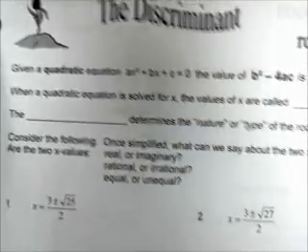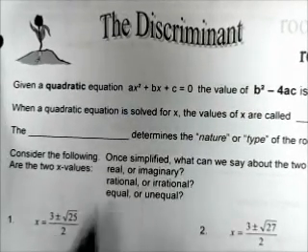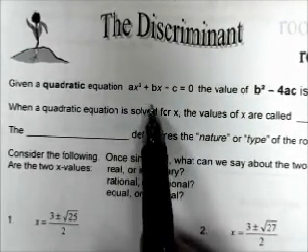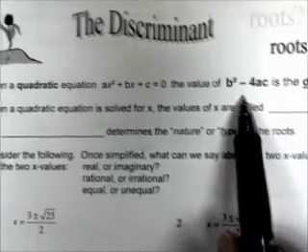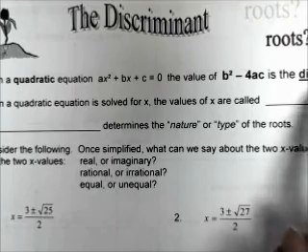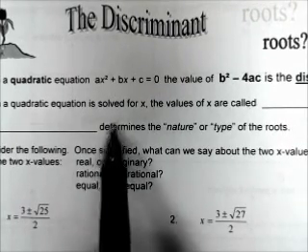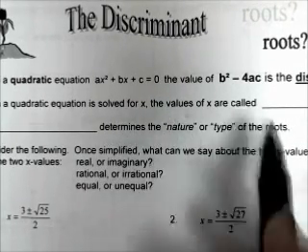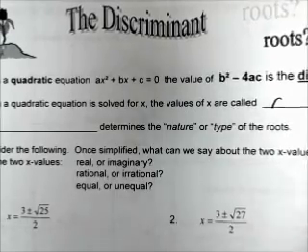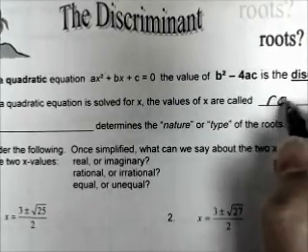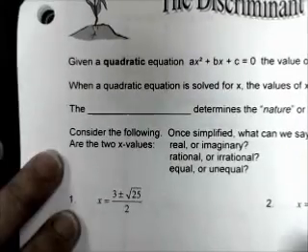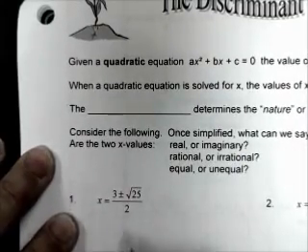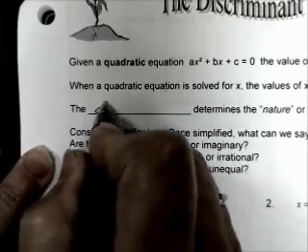Now, the discriminant: given a quadratic equation, ax squared plus bx plus c equals 0, the value of b squared minus 4ac is called the discriminant. When a quadratic equation is solved for x, the values are called roots. The discriminant determines the type or nature of the roots.